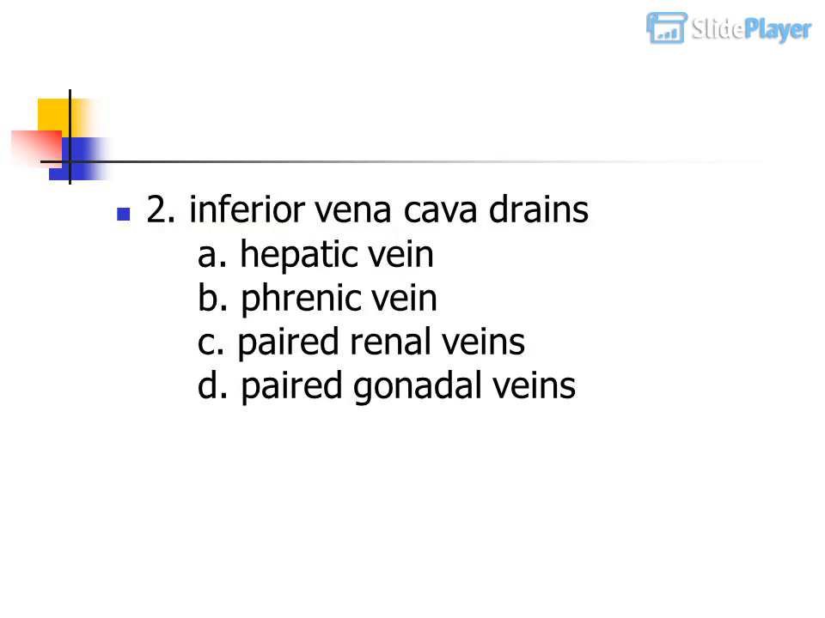2. The inferior vena cava drains a. the hepatic vein, b. the phrenic vein, c. paired renal veins, d. paired gonadal veins.